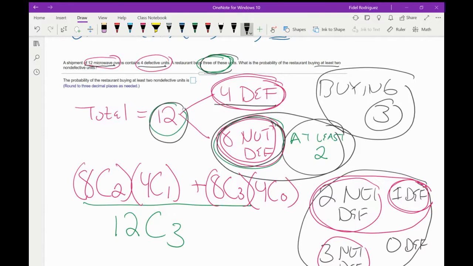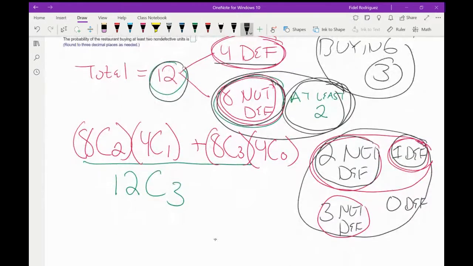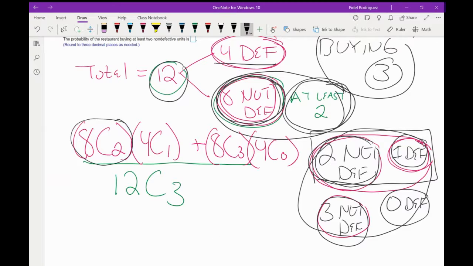And it says, what's the probability of buying at least 2 non-defectives, right? So what does at least 2 mean that are not defective? It means 2 would not be defective and 1 of them would be, or 3 are not defective and we don't pick any from the defective group. So the way I did my numerator is I said, look, if we're going to look at, say, this case scenario here, we're going to pick 2 non-defective and 1 that is defective. So out of the 8 that are non-defective, we're going to pick 2 of them. And that's how I got this piece right here. And then from the 4 that are defective, we're going to pick 1 of them. That's how I got that piece.